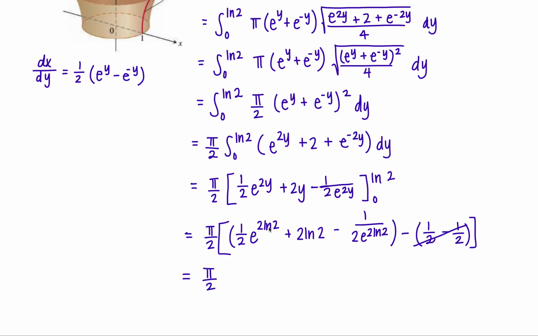If you remember, 2 ln 2 is the same thing as ln of 2 squared, or ln of 4. So I have e^(ln 4). The e and the natural log are going to cancel each other out, so we're simply left with 4. So I have 1/2 times 4, which is 2, plus 2 times the natural log of 2. Doing the same thing over here, I've got 1 over 2 times 4, so that'd be minus 1/8.